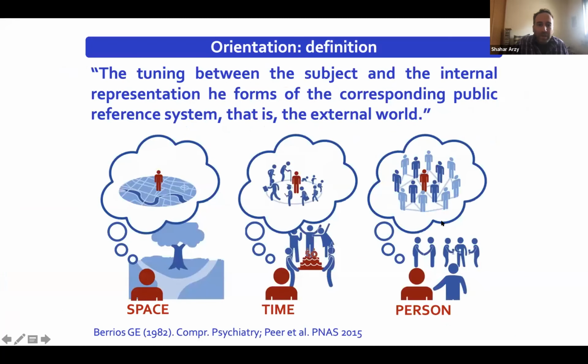And we follow, as a basic definition of what we call orientation, the relation between ourself and the representation of these three aspects of the world: the space around us, the events of our life, and the people with whom we share these events and who give rise to our autobiography.